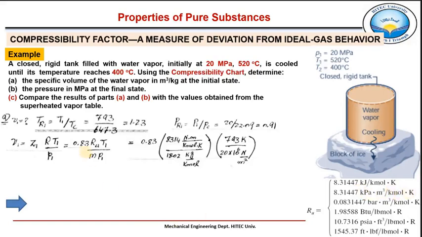So let's put in values. Z is 0.83, and R is written as RU divided by M. Here we are using 8314, because 8314 means pressure is in pascals. The pressure should be in pascals, 20 times 10 to the power 6. If you write it in kilopascals, then it should be 8.314, right?